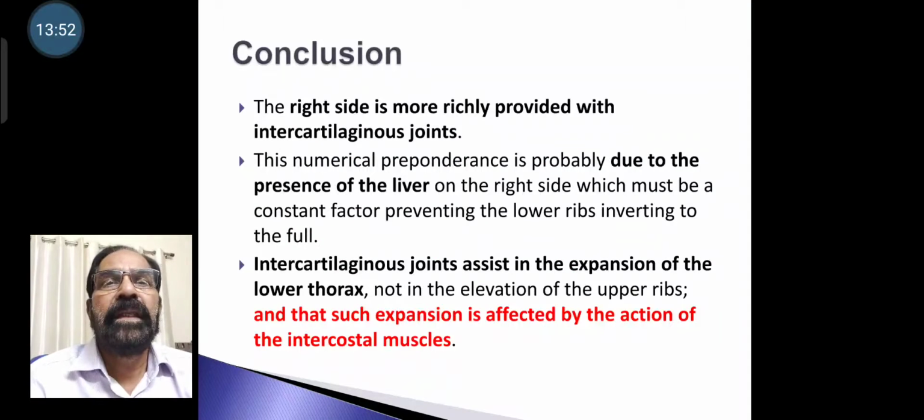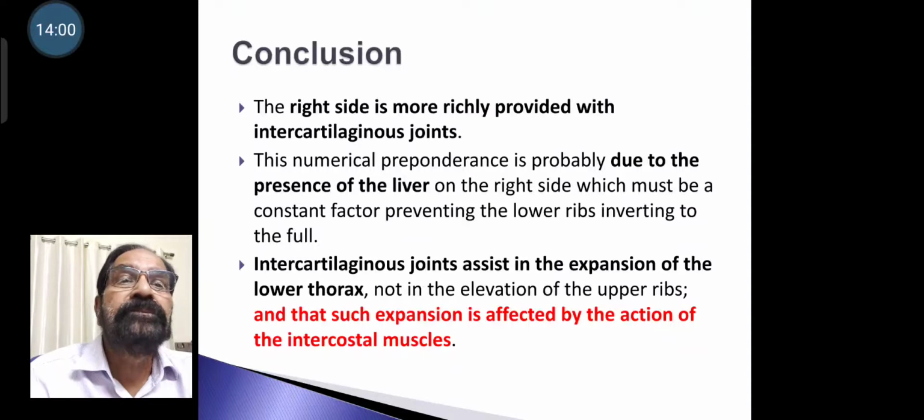Conclusion. The right side is more richly provided with intercartilage joints. This numerical preponderance is probably due to the presence of the liver on the right side, which must be a constant factor preventing the lower ribs from inverting to the full.